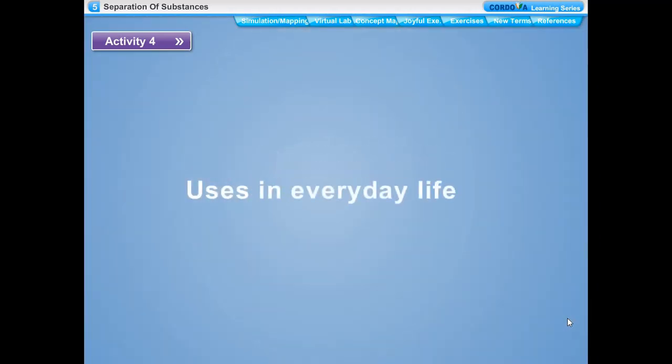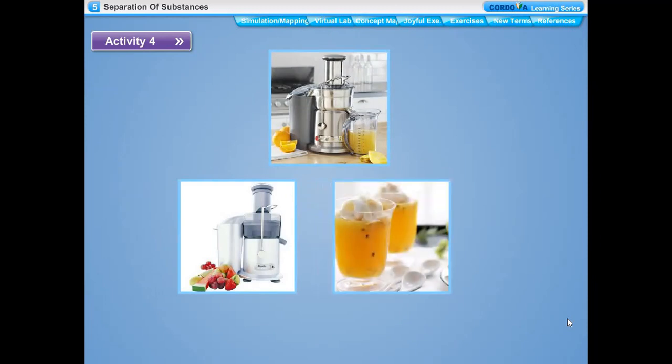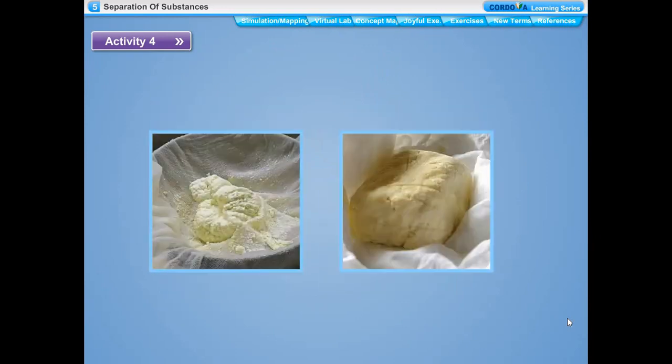Uses in everyday life. The process of filtration is commonly used in our everyday life. For example, fruits and vegetable juices are usually filtered before drinking to separate the seeds and the solid particles of pulp. For making paneer, cheese, a few drops of lemon juice are added to the milk as it boils. This gives a mixture that consists of particles of solid paneer and a liquid. The paneer is then separated from the liquid through a fine filtering cloth or a strainer.